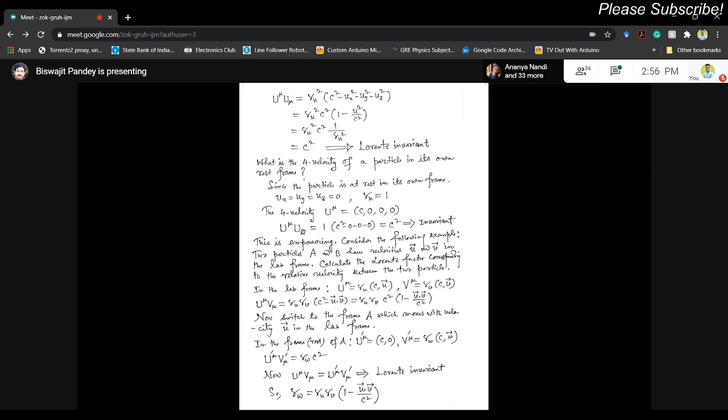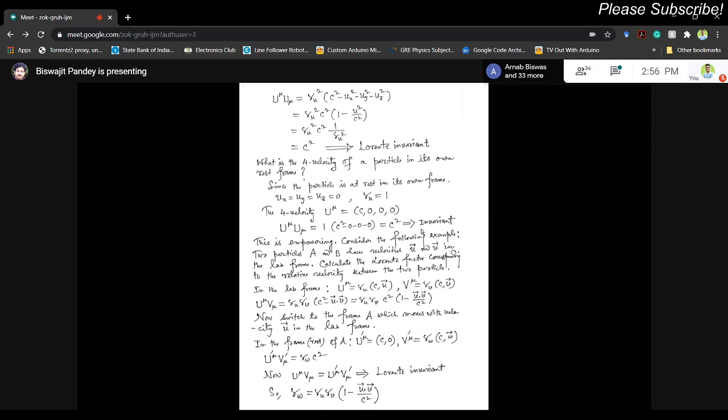The beauty is that you see here we have no space component, right? No space component. So if I take u mu, you see this is c, 0, 0, 0. So you take the dot product or scalar product, you get c square again, which is invariant.